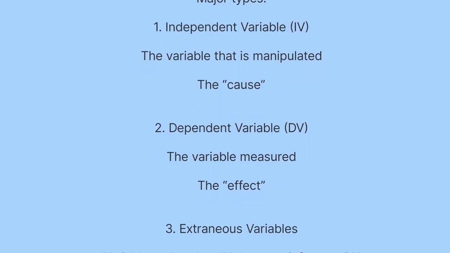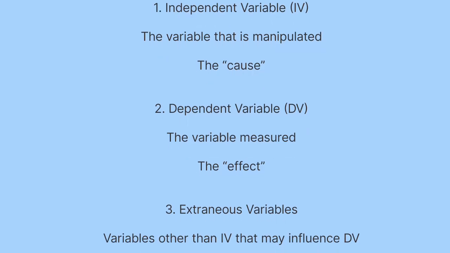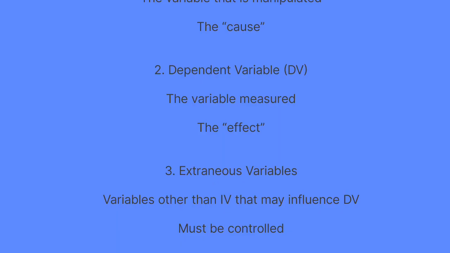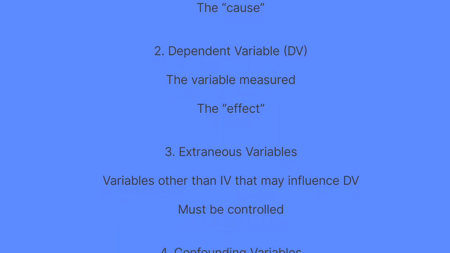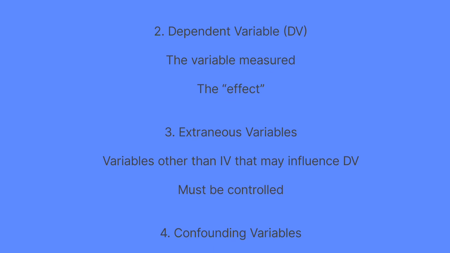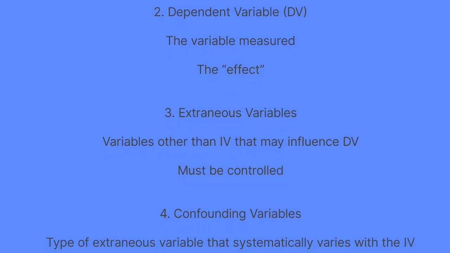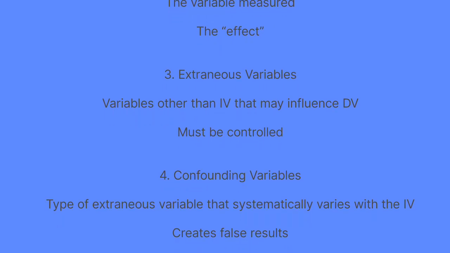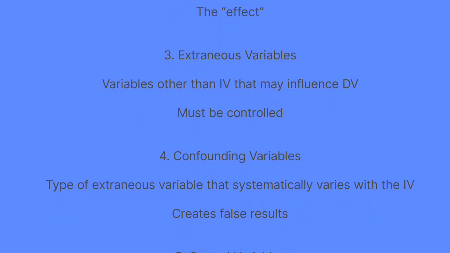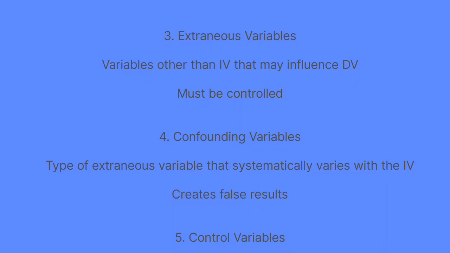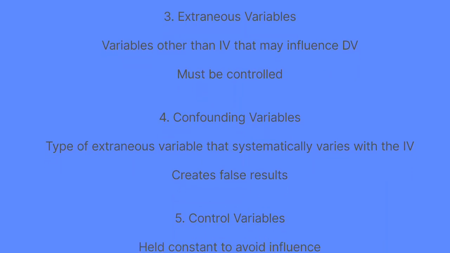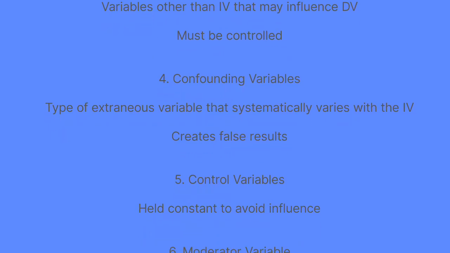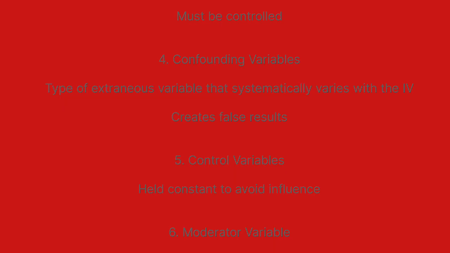Third is extraneous variables. Variables other than the independent variable that may influence the dependent variable must be controlled. And the fourth is confounding variables, a type of extraneous variable that systematically varies with the independent variable. So when the independent variable changes, these confounding variables also change and sometimes it creates false results. Fifth is control variables. These are held constant to avoid influence. So this variable will always be constant, so it won't affect the results.